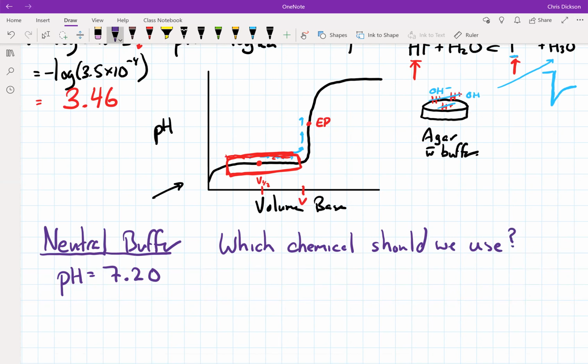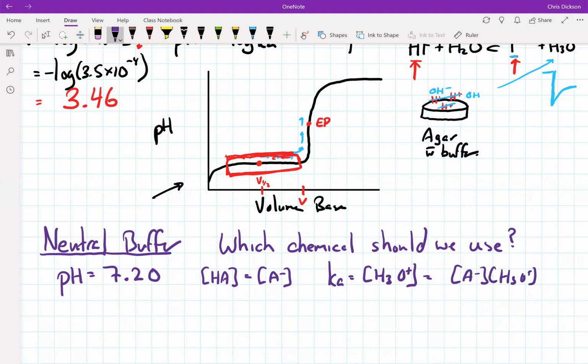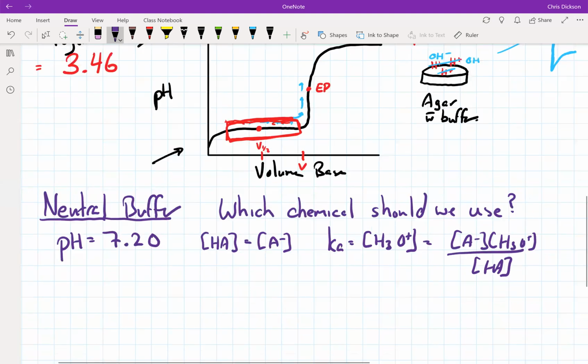Okay, so if we're going to make a buffer, the idea is to get to this nice sort of V-half location, which means that the concentration of the weak acid should equal the concentration of the weak base, which means that the Ka expression is equal to the concentration of the hydronium ions. But I guess it would have come from the equation of the base times the hydronium all over the concentration of the acid. So what would be a good choice here?